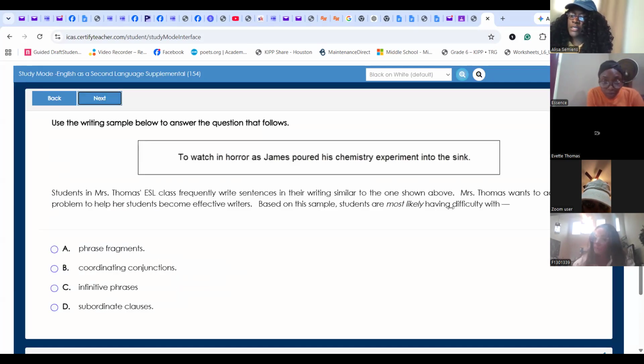All right. So once again, this is a grammar question, and we have one more question from competency one, and then we're going to move to competency two. To watch in horror as James poured his chemistry experiment into the sink. Students in Mrs. Thomas's ESL class frequently write sentences in their writing similar to the one shown above. Mrs. Thomas wants to address this problem and help her students become effective writers. Based on the sample, students are most likely having difficulty with.